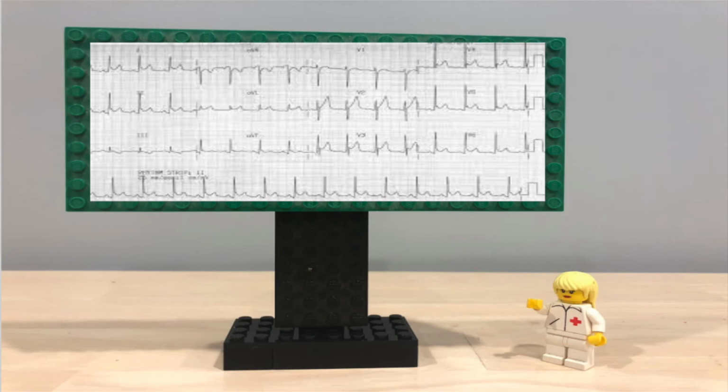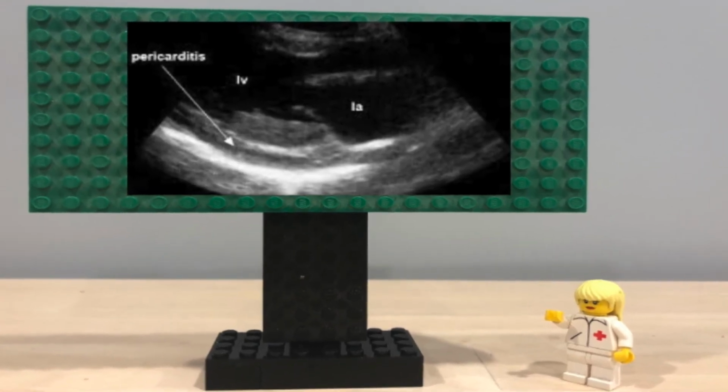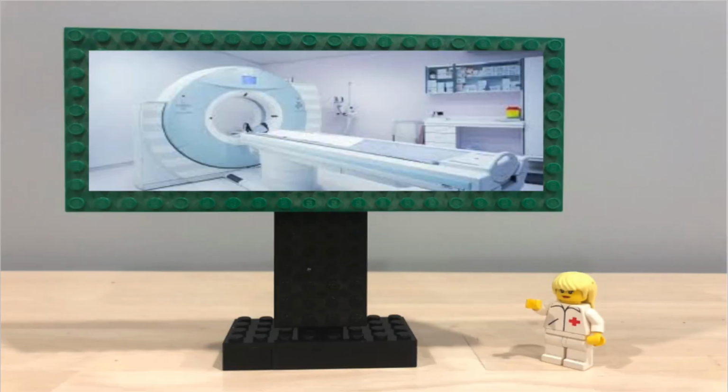Testing usually includes an electrocardiogram or an EKG, a chest X-ray, an echocardiogram, an ultrasound of the heart, or MRI.